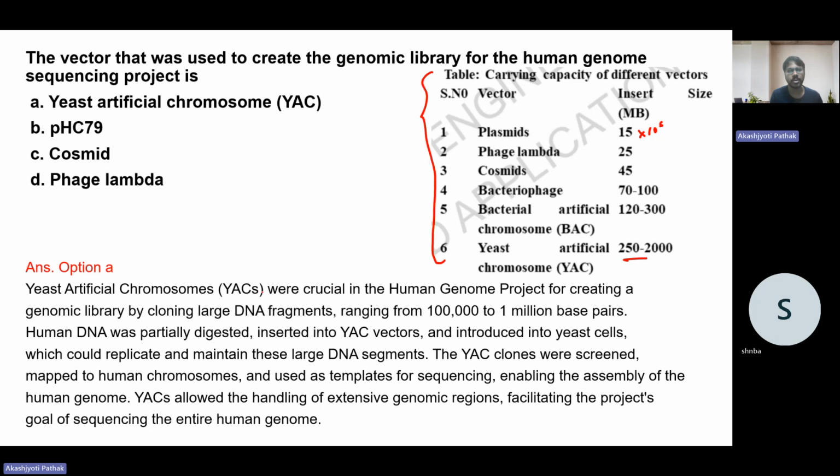So yeast artificial chromosomes are crucial in the human genome project for creating a genomic library by cloning large DNA fragments, ranging from 100,000, that is 1 lakh, to 1 million base pairs. The human DNA was partially digested, inserted into yeast artificial chromosome vectors, and introduced into yeast cells. After introduction into yeast cells, it could be replicated.